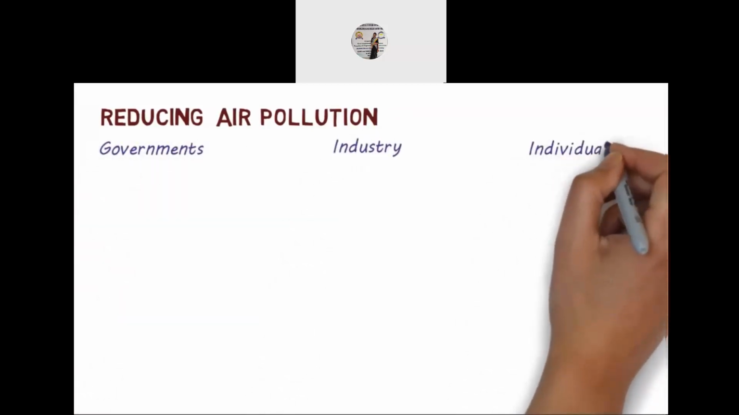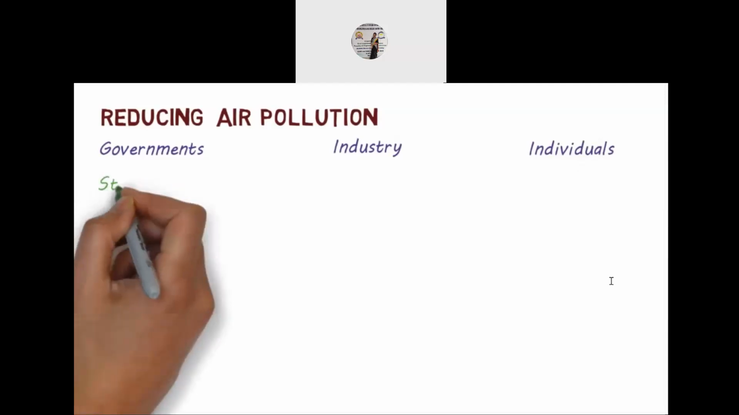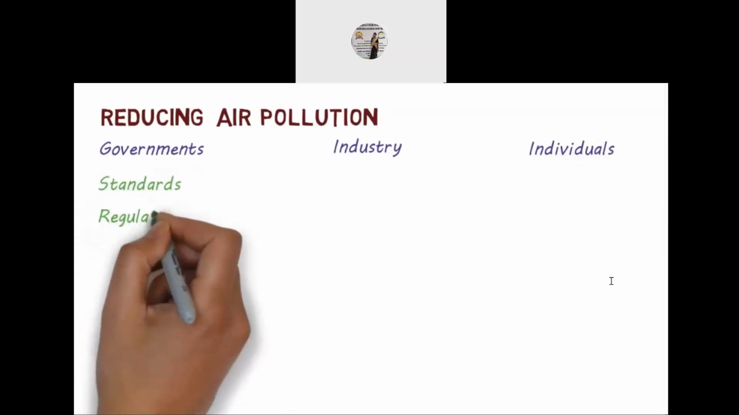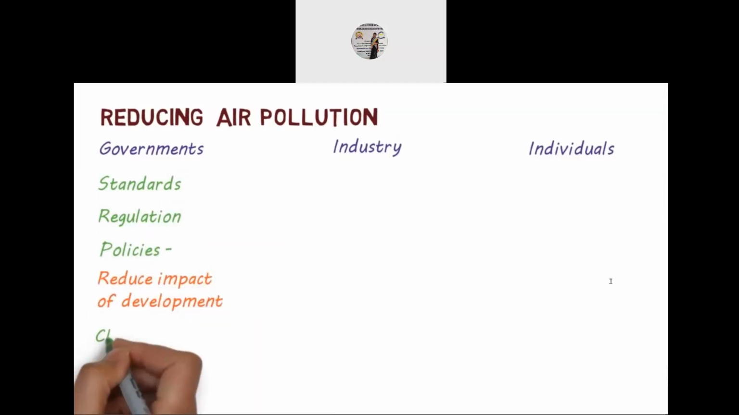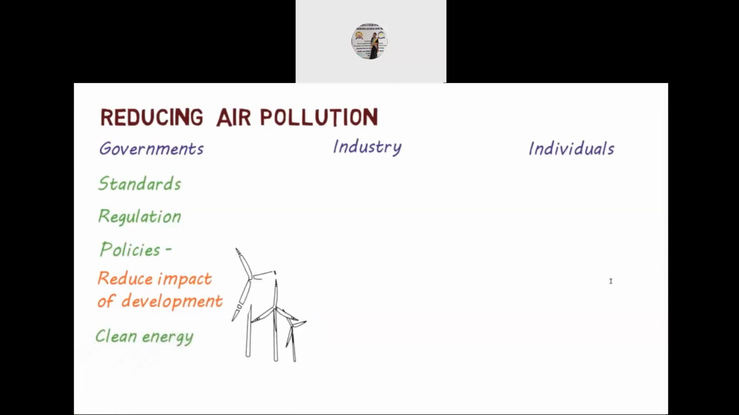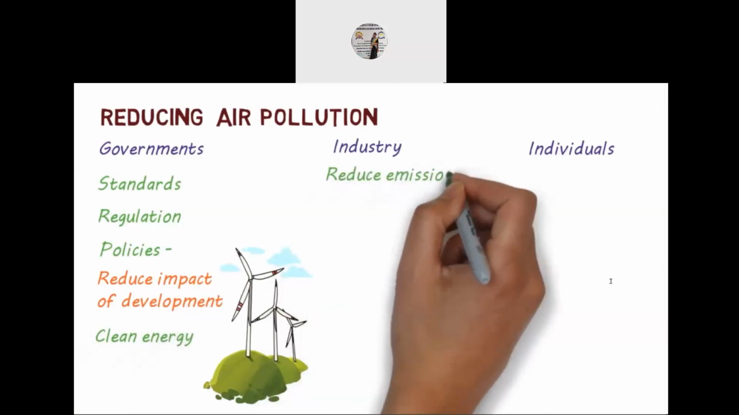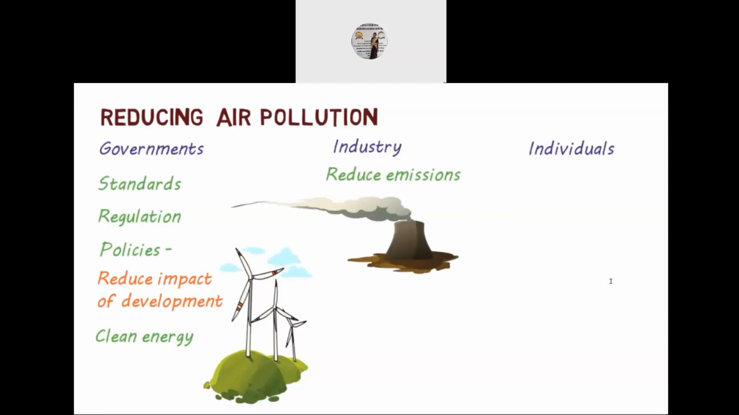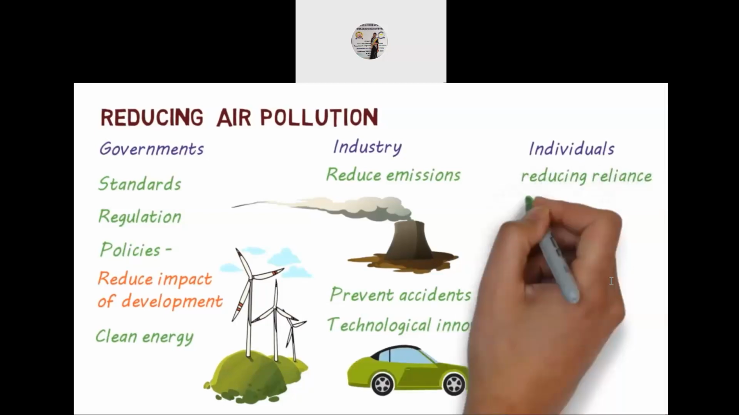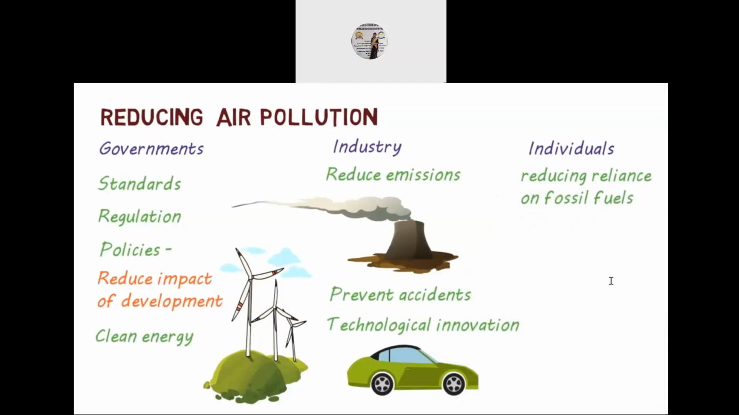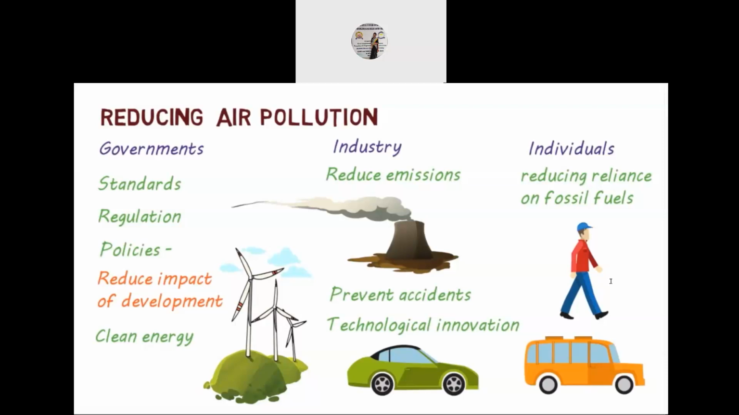For example, governments can take actions like developing standards, regulating the level of pollutants in the air, developing policies to reduce environmental impact of development, and using clean energy sources. Industry can take steps like reducing their emissions to the environment, taking measures to prevent pollution accidents, or developing technology to reduce emissions, like electric cars. At an individual level, reducing the reliance on fossil fuels can be achieved with actions like walking, using public transport, or choosing energy-efficient means of living and transportation.